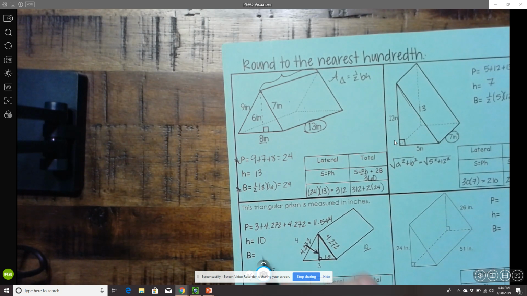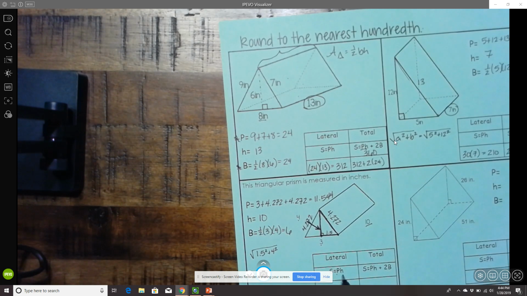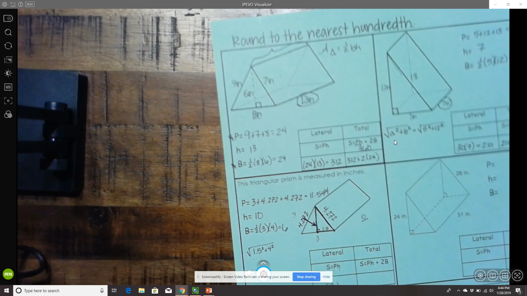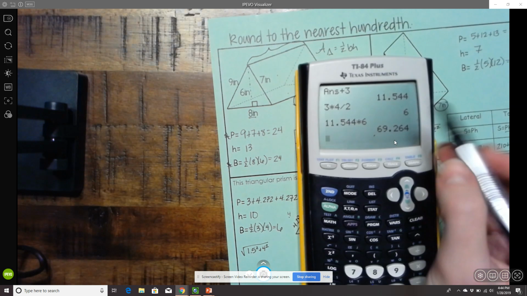And then the area of the base, 1/2. This would be the base of the triangle. And then this would be the height of the triangle. So that would give me a 6. All right, so P times H. So this 11.544 times 6 would give me 69. I'll show you here, and we're going to round to the hundredths.